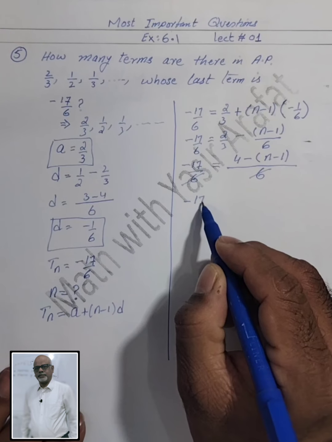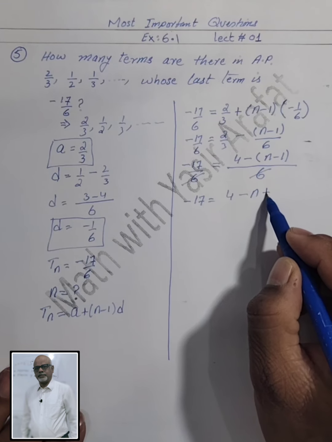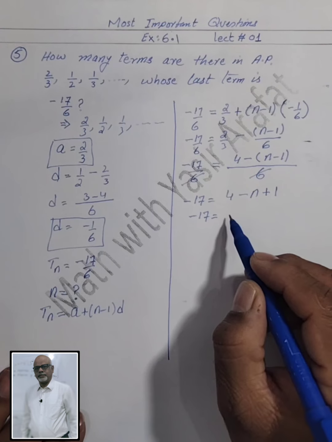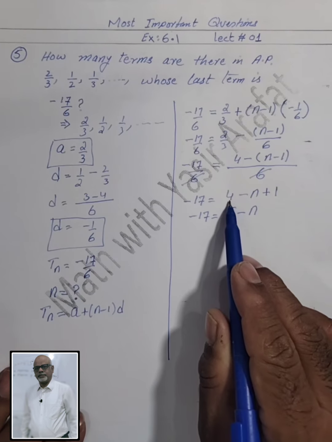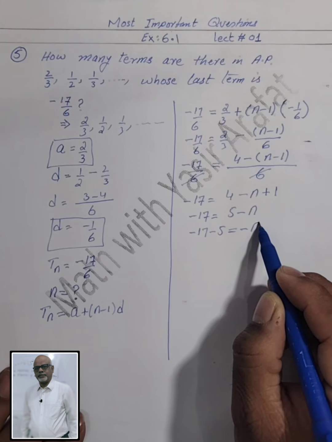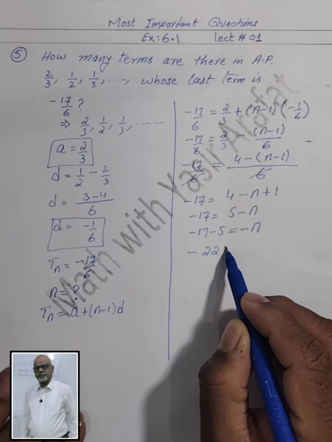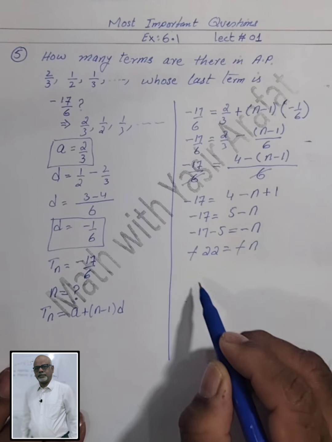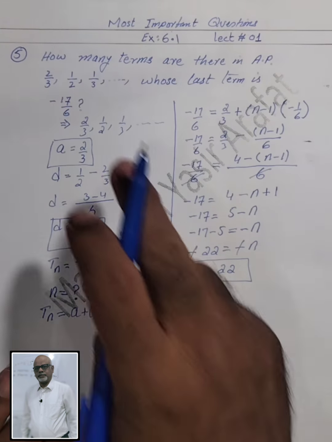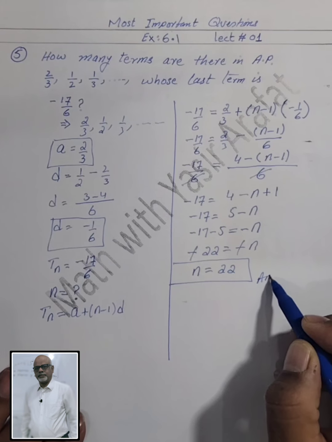So this is minus 17, it is equals to minus n and then minus minus plus 1. So this is minus 17, it is 4 plus 1, it is 5 minus n. This 4 and plus 1, it is 5. So this is minus 5, that is equals to minus n, and this is minus 17 minus 5, it is minus 22 equals to minus n. This minus will cancel out to this one. So there are 22 terms in this sequence whose last term is minus 17 over 6.